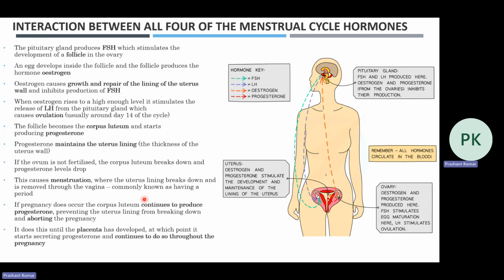In pregnancy, the corpus luteum continues to produce progesterone, preventing the uterine lining from breaking down and aborting the pregnancy. It does this until the placenta has developed, at which point the placenta starts secreting progesterone and continues to do so through the pregnancy.